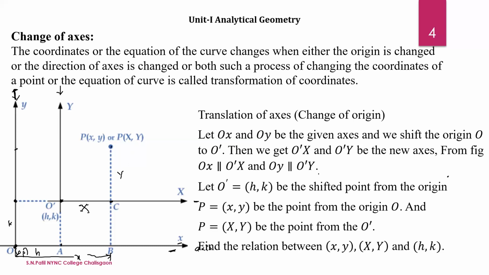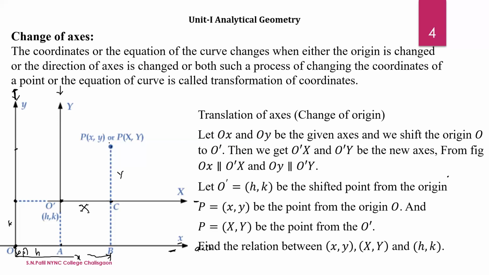From the axes, PB is perpendicular to OX. See here, PB is perpendicular to the x-axis. PB intersects O dash X at point C, and O dash A is perpendicular to OX from the figure.